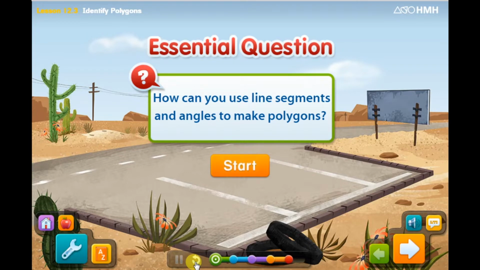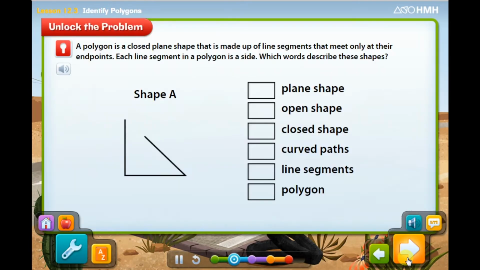So let's start and see what polygons are. Let's use math words to describe polygons. So we said polygons are types of shapes. So let's read the definition. A polygon is a closed plane shape made up of line segments that meet only at their endpoints. Each line segment in a polygon is a side. Which words describe these shapes?